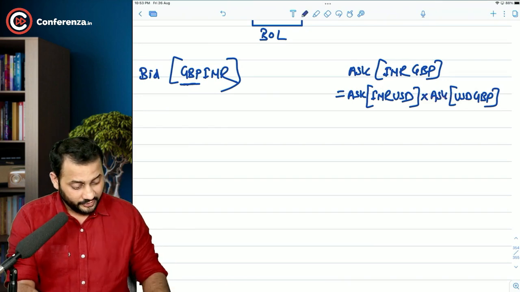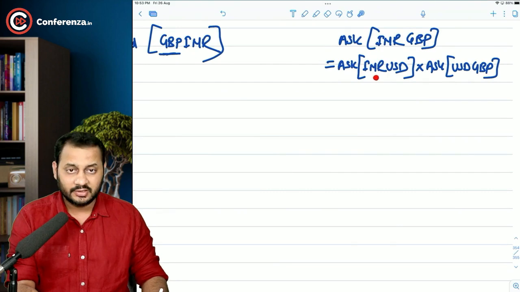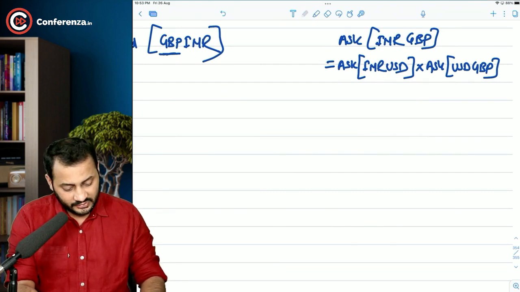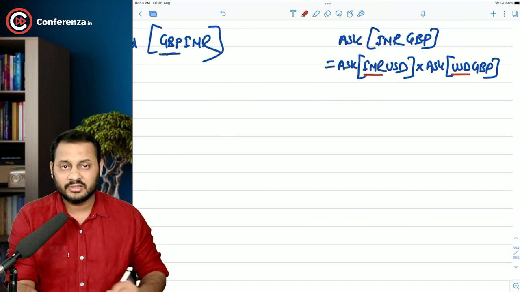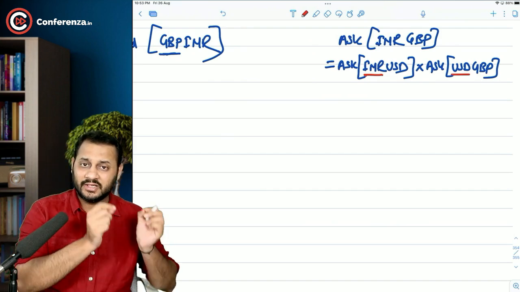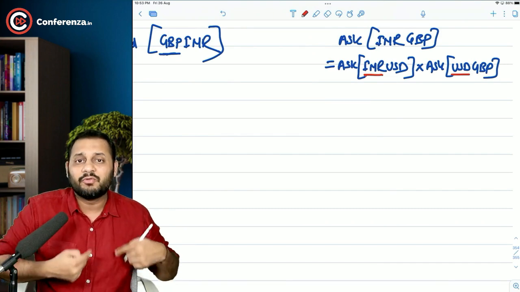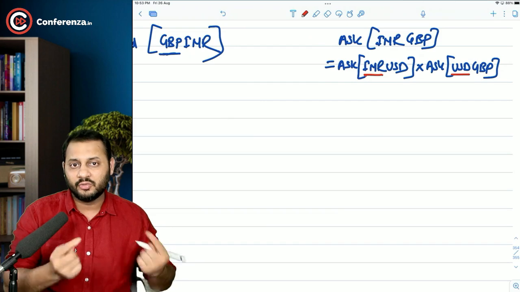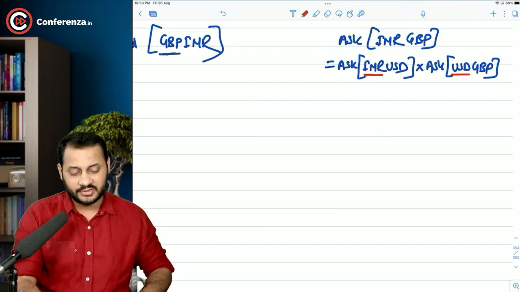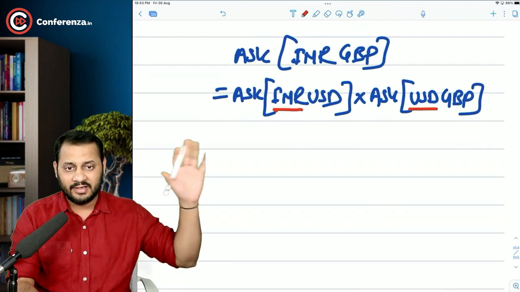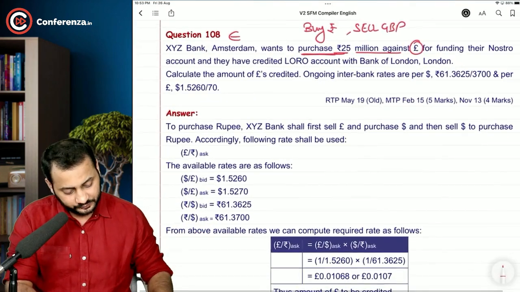Now, you need to first understand whether the rates are given like this. Like in the first quote, the base currency is INR. In the second quote, the base currency is USD. If the quotes are given exactly like this in the question, then you can take the values. Otherwise, you will have to convert them into the reverse base currency.